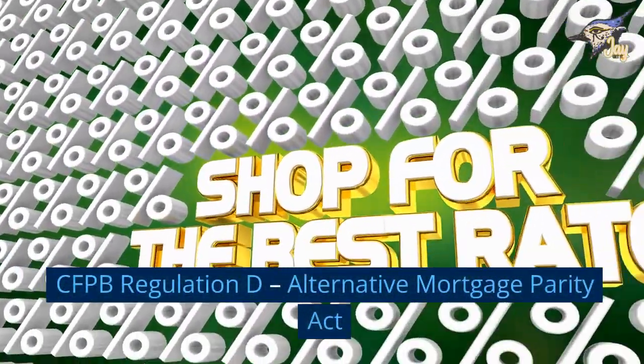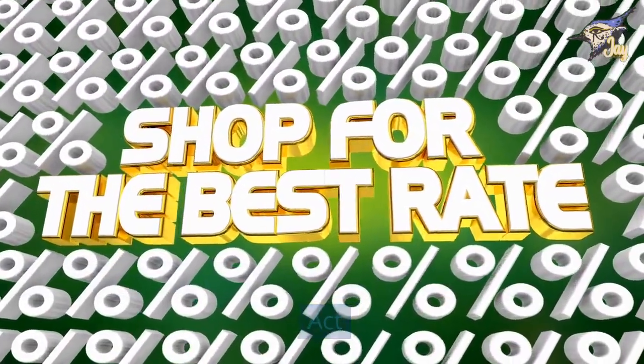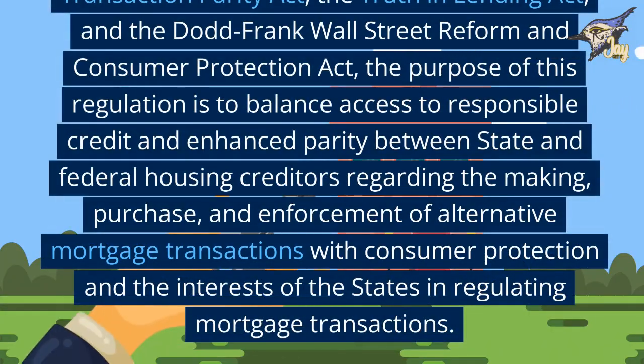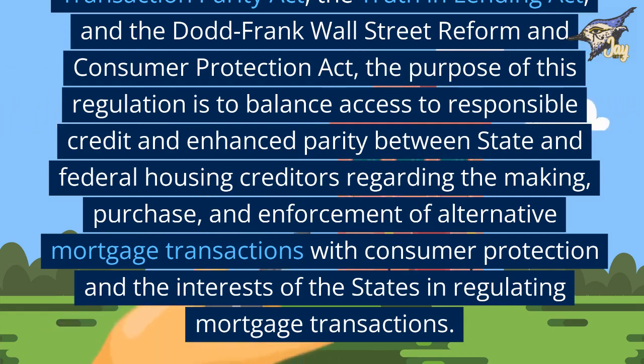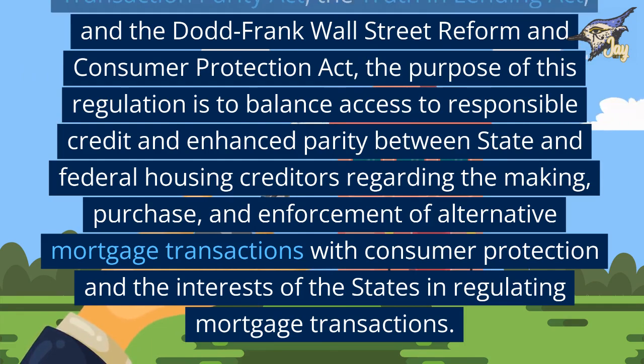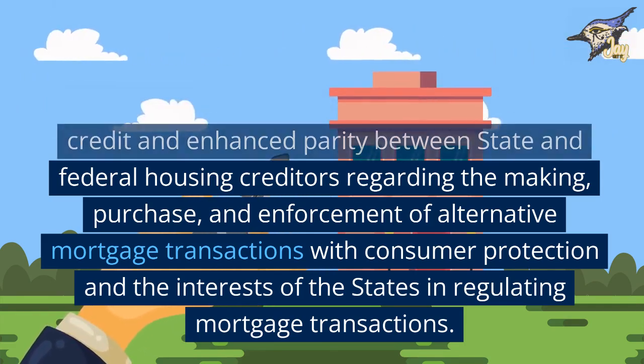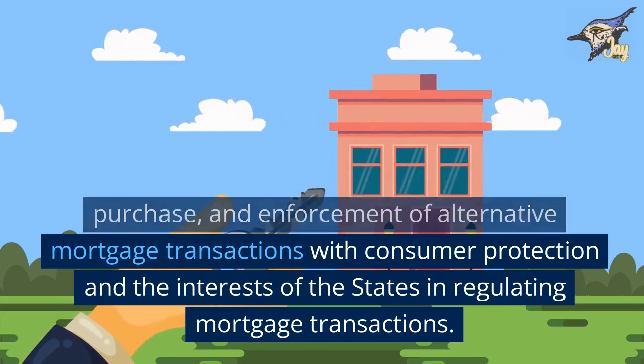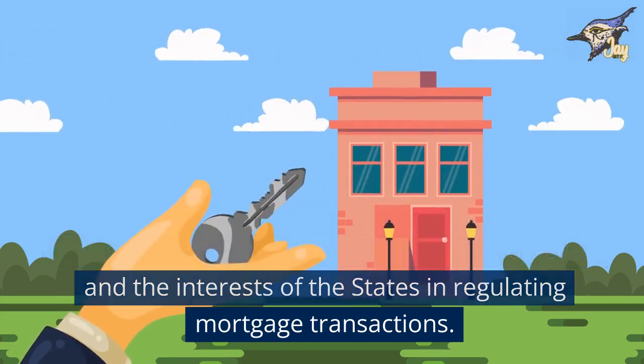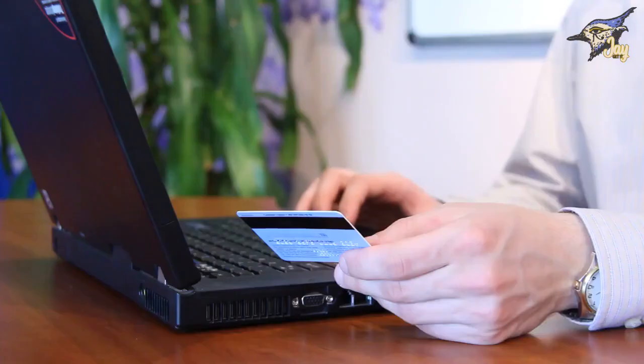CFPB Regulation D, Alternative Mortgage Parity Act. Consistent with the Alternative Mortgage Transaction Parity Act, the Truth in Lending Act, and the Dodd-Frank Wall Street Reform and Consumer Protection Act. The purpose of this regulation is to balance access to responsible credit and enhanced parity between state and federal housing creditors regarding the making, purchase, and enforcement of alternative mortgage transactions with consumer protection and the interests of the states in regulating mortgage transactions.